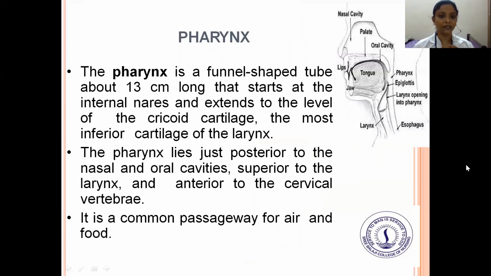Next comes the pharynx. The pharynx is a funnel-shaped tube that measures about 13 centimeters long and starts at the internal nares and extends to the level of the cricoid cartilage, that is the most inferior cartilage of the larynx. The pharynx lies posterior to the nasal and the oral cavities, superior to the larynx and anterior to the cervical vertebrae. It is the common passage of the air and the food.